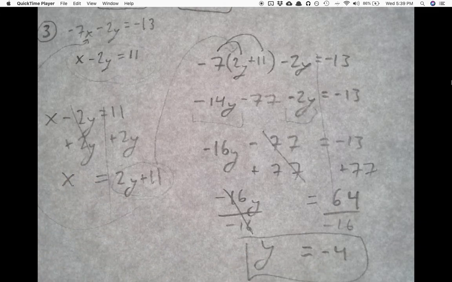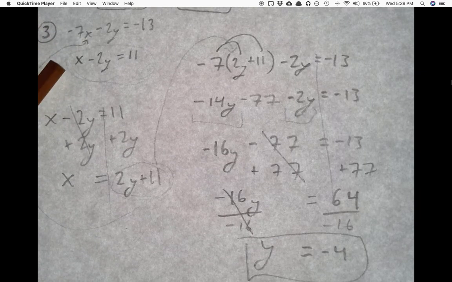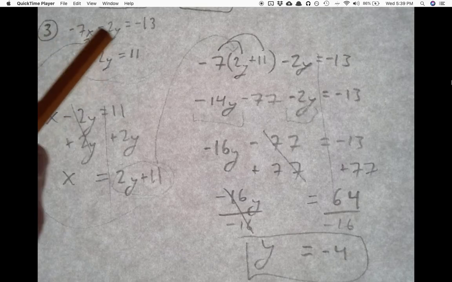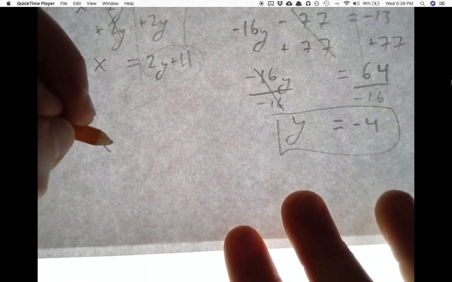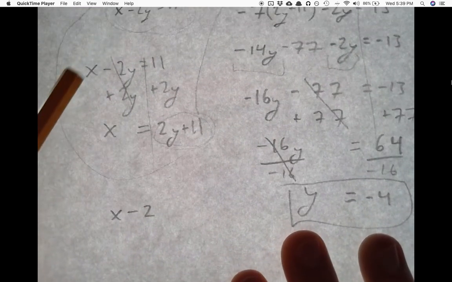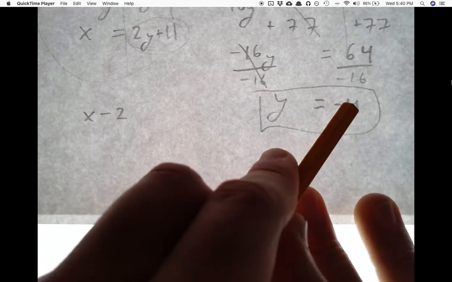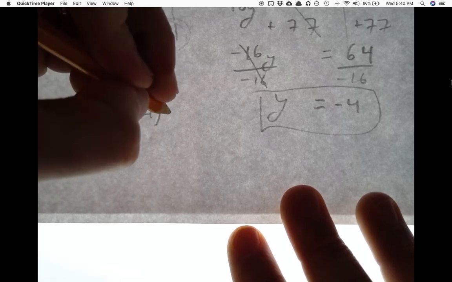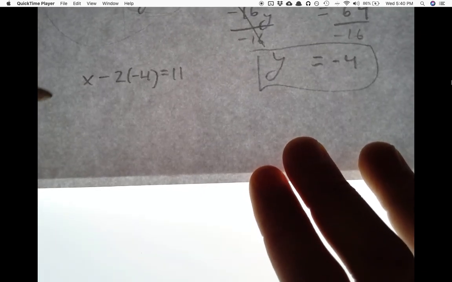Y is equal to negative 4. You can choose either equation to plug it back into at this point. I'm going to plug it into the second one because there's only like an x and a negative 2y instead of all this other stuff up here. And let's write that down here. So I'm going to rewrite x minus 2, and instead of y, right, it was x minus 2y up here. I'm going to do x minus 2 parentheses negative 4. And it was equal to 11. It's not on your screen, but I can see it up there. And now we just got to solve for x, and we're done.